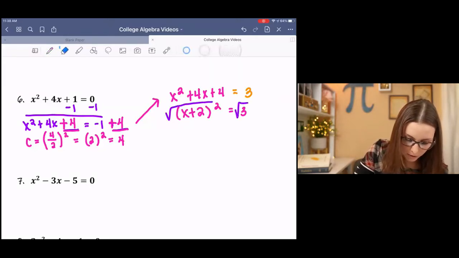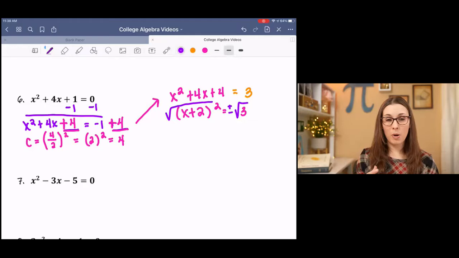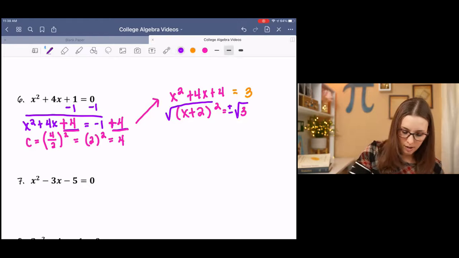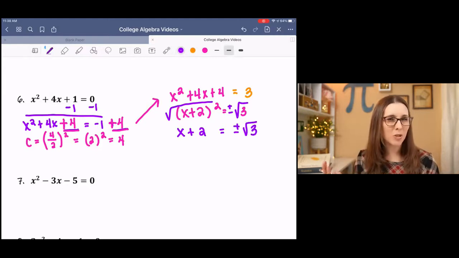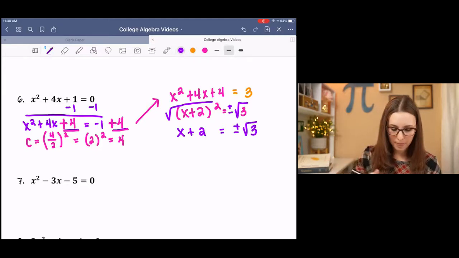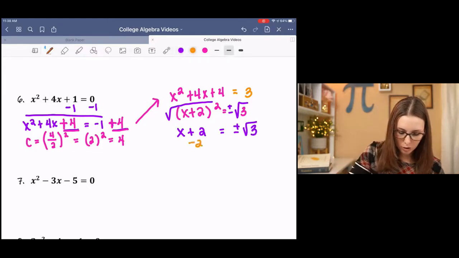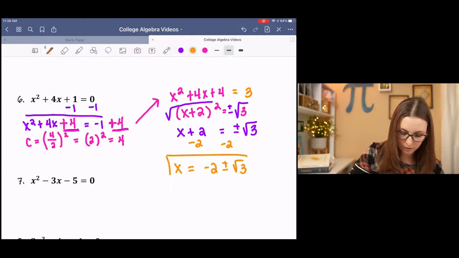Again, I didn't give myself enough room here. Always a problem with me, because I need this plus or minus here. Since remember, when you square something, it could have been negative or it could have been positive, so we have both cases. The x plus 2 gets to come out, and then we have plus or minus square root 3. 3 is prime, so I can't simplify it. And then I'm going to subtract 2 from both sides, and we get -2 plus or minus square root 3.